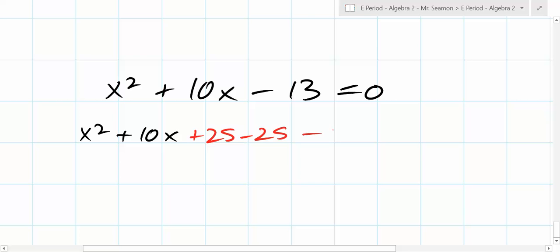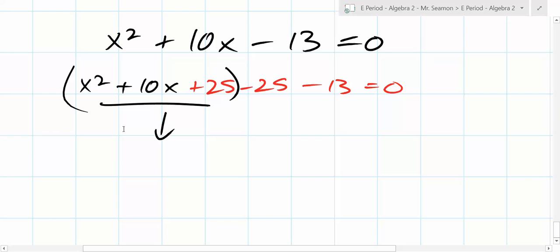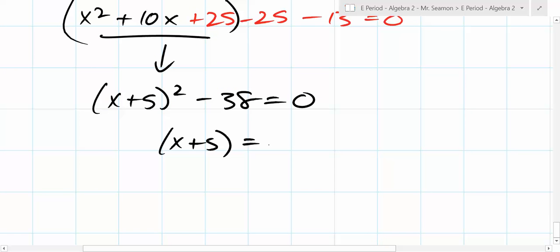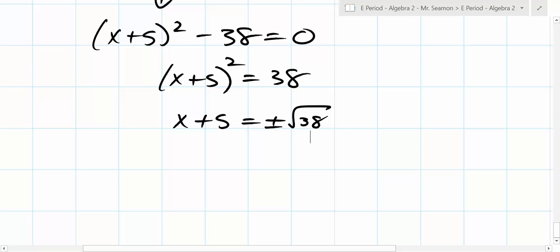25. You have this, right? Nice. What does this factor into right there? Yeah, x plus 5 squared minus 38 is equal to 0. So x plus 5 is equal to 38. So x plus 5 is equal to plus or minus the square root of 38. So x is equal to negative 5 plus or minus the square root of 38.